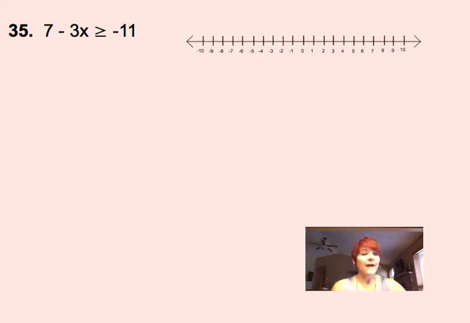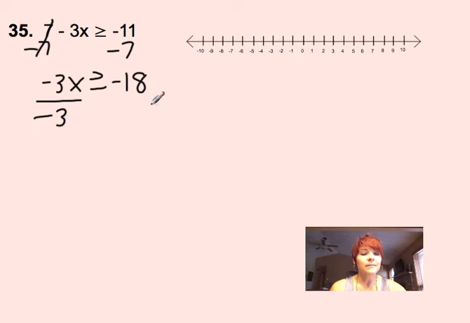So for number 35, if I'm going to go through and solve this one for x, my first step would be to subtract 7 on both sides. So then these 7s would cancel each other. I'd have negative 3x is greater than or equal to negative 18. Now we have to divide both sides by negative 3. So see, the steps are the same as equations. These factor out, so I end up with x.